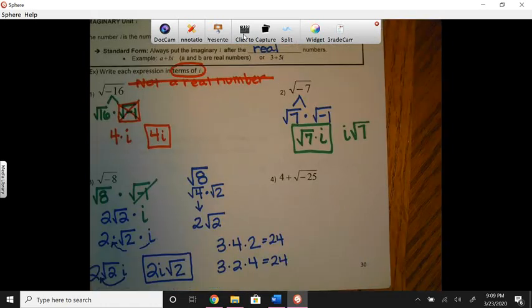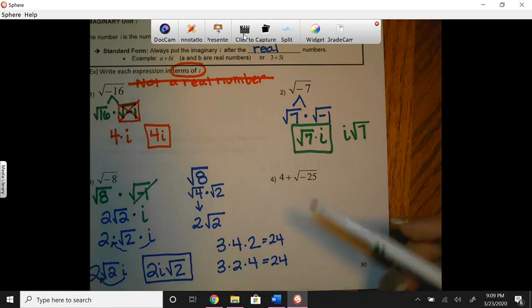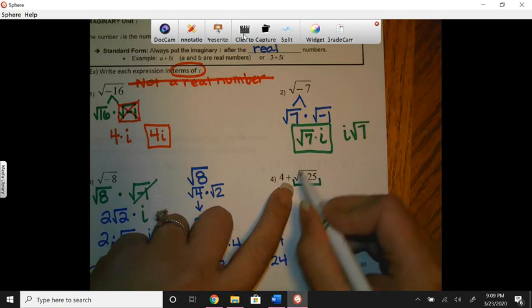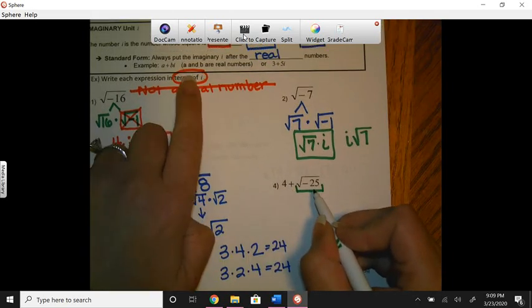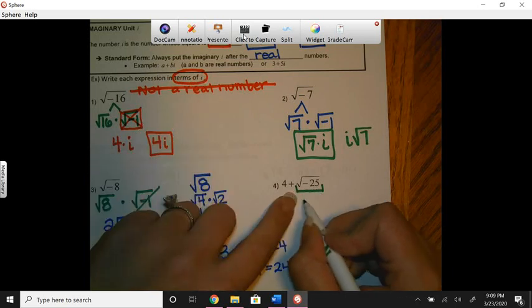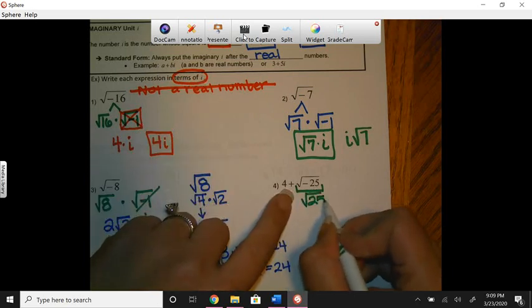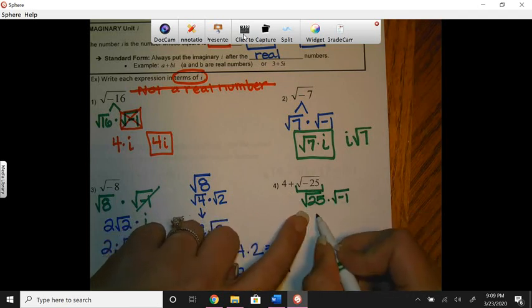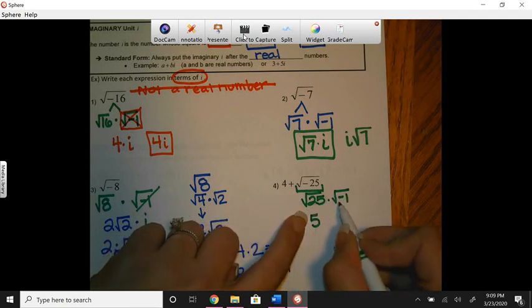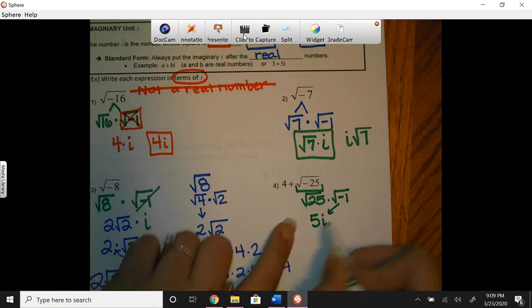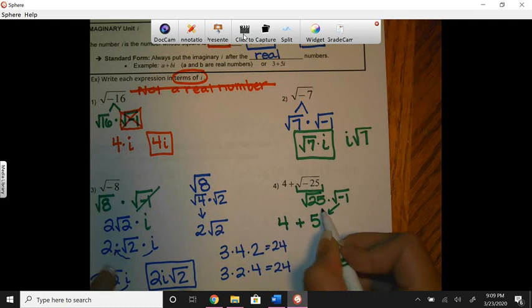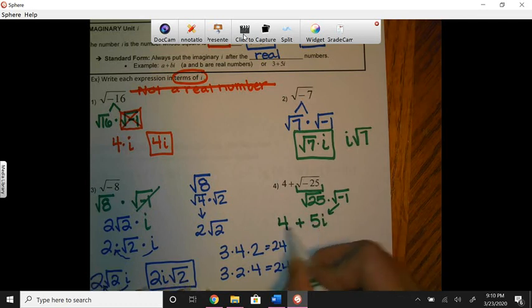All right, let's go ahead and take a look at example 4. So the square root of -25, what times itself is -25? It's not a real number, but because we're working in the complex number system, we are allowed to write it like this. And then the square root of 25 is 5, and then this we're going to simplify to i. So then we have 4 plus 5i, and we can't combine this because they're not like terms.